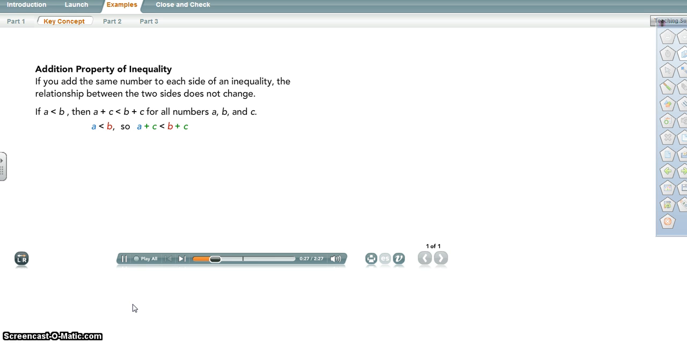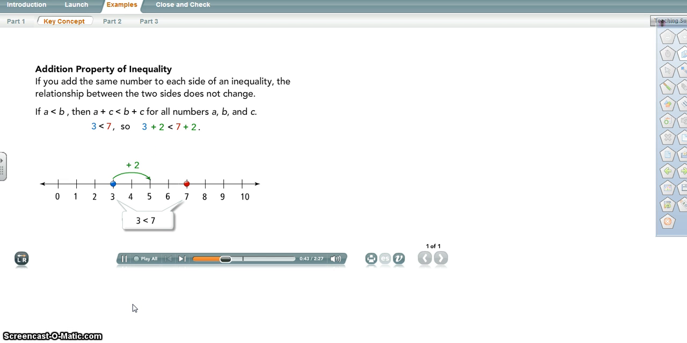For example, let A equal 3, B equal 7, and C equal 2. A number line can help show these relationships. 3 is less than 7. If you add 2 to 3, you get 5. If you add 2 to 7, you get 9. 5 is less than 9.